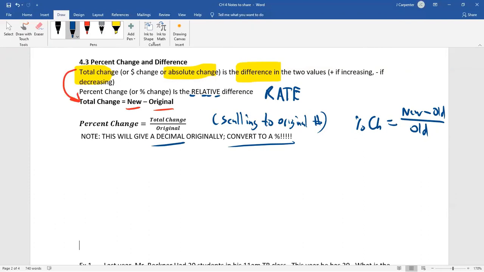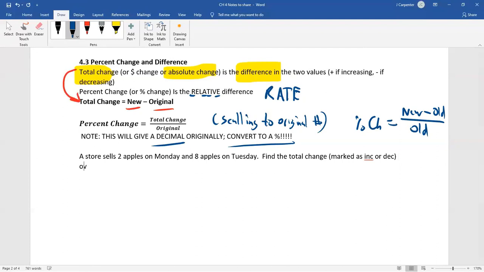So you have got to memorize those quote formulas. So before I do the example you see on the screen, let's say that we've got a store, and that store sells 2 apples on Monday and 8 apples on Tuesday. Find the total change marked as increase or decrease. That's important over these days, as well as the percent change.